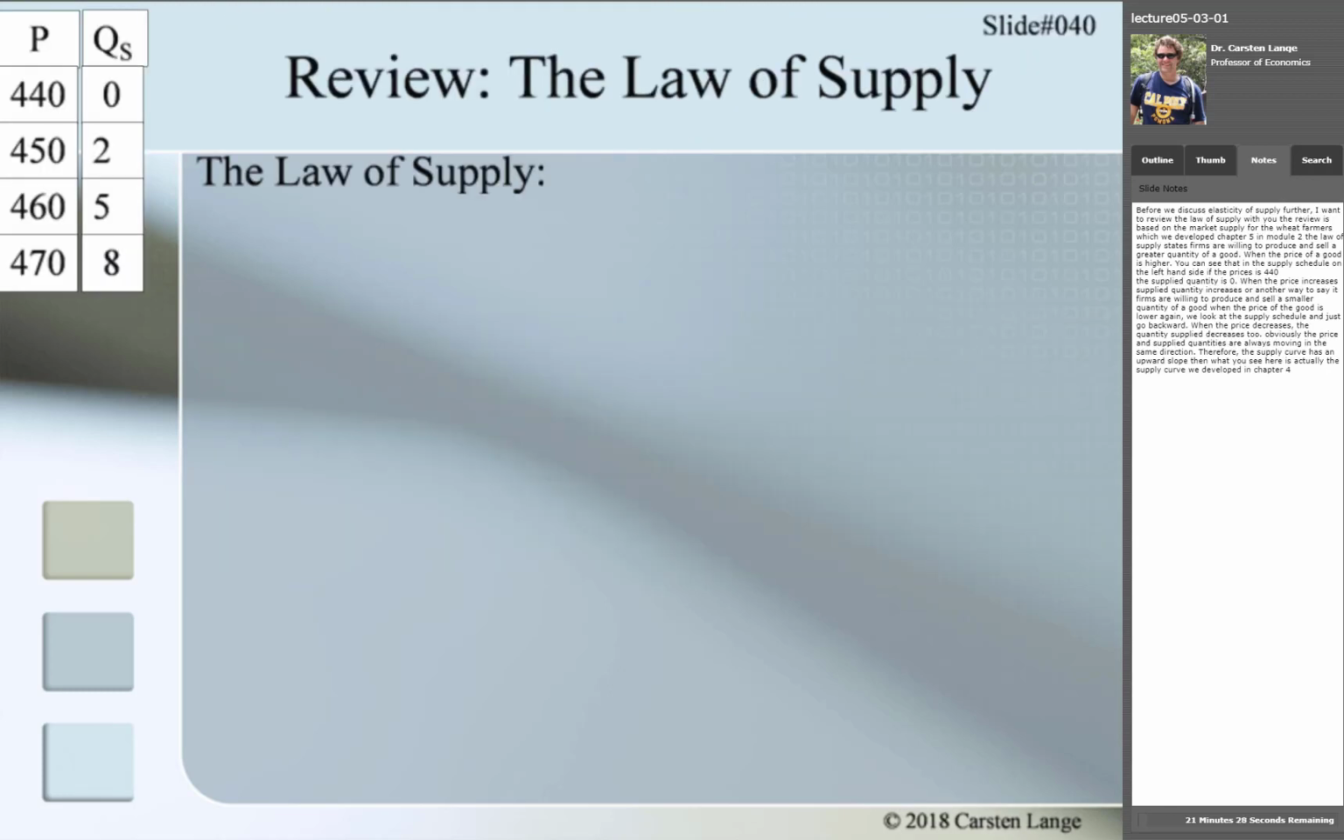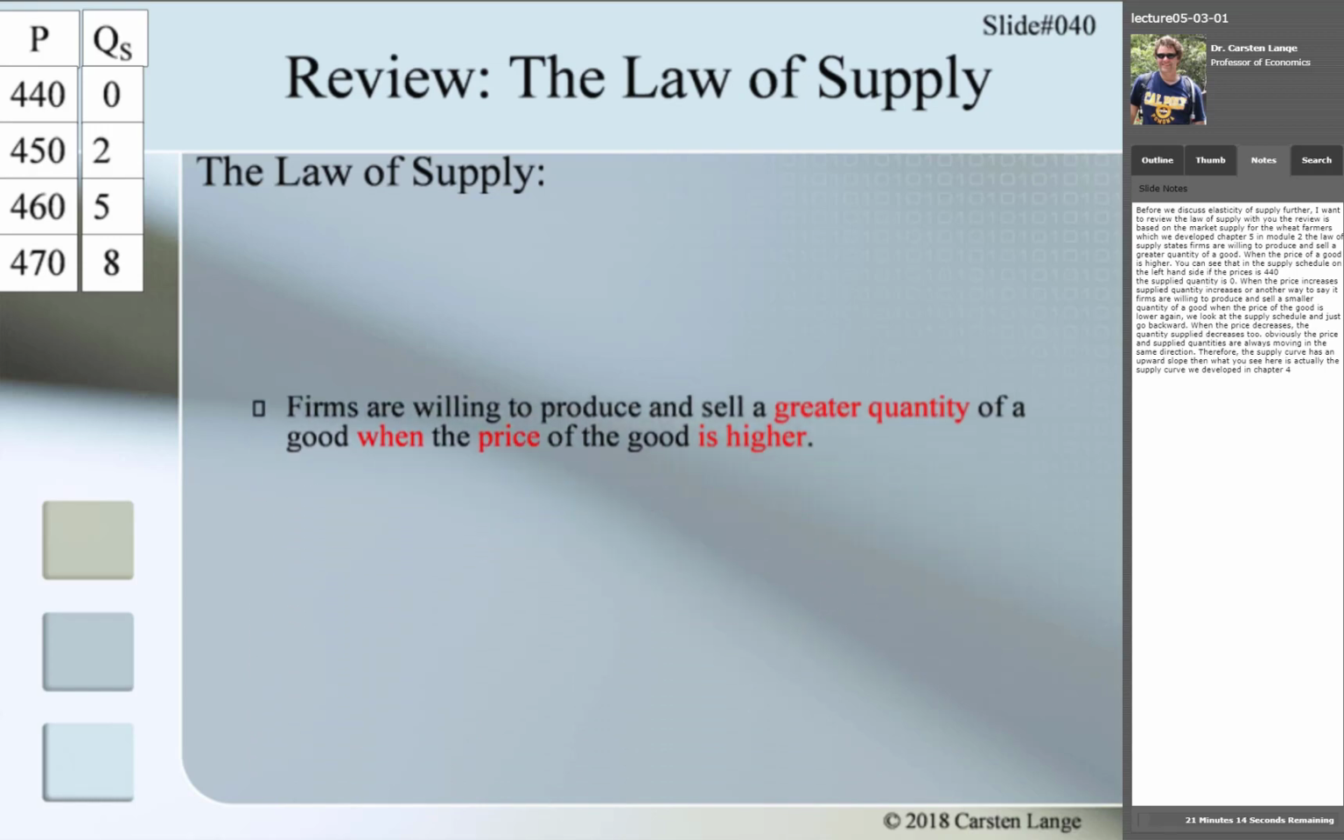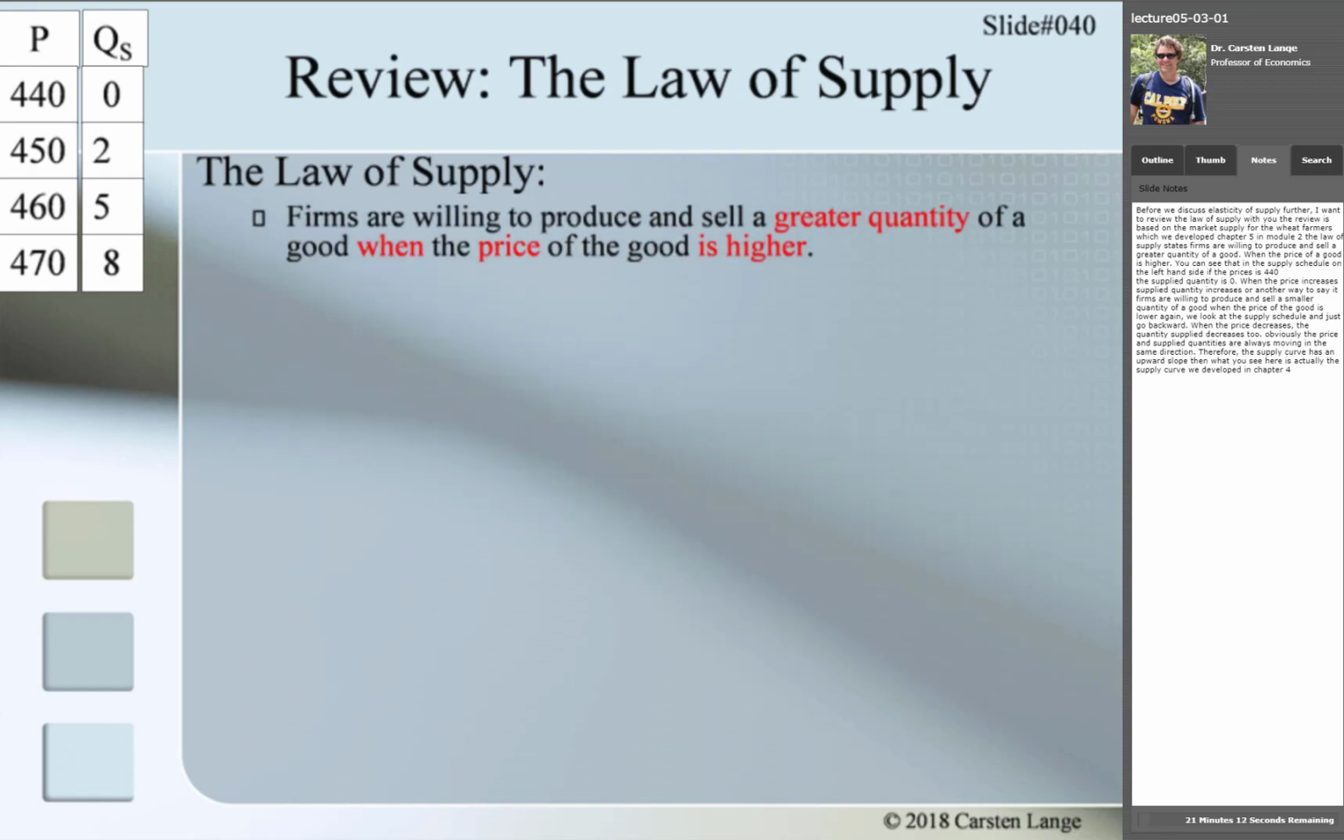Before we discuss elasticity of supply further, I want to review the law of supply with you. The review is based on the market supply for the wheat farmers, which we developed in Chapter 5 in Module 2. The law of supply states, firms are willing to produce and sell a greater quantity of a good when the price of the good is higher. You can see that in the supply schedule on the left-hand side.